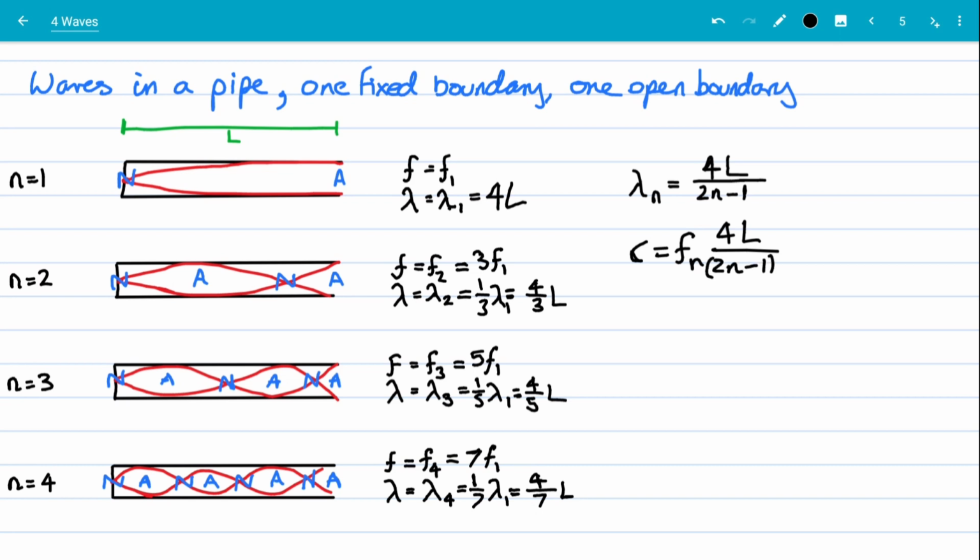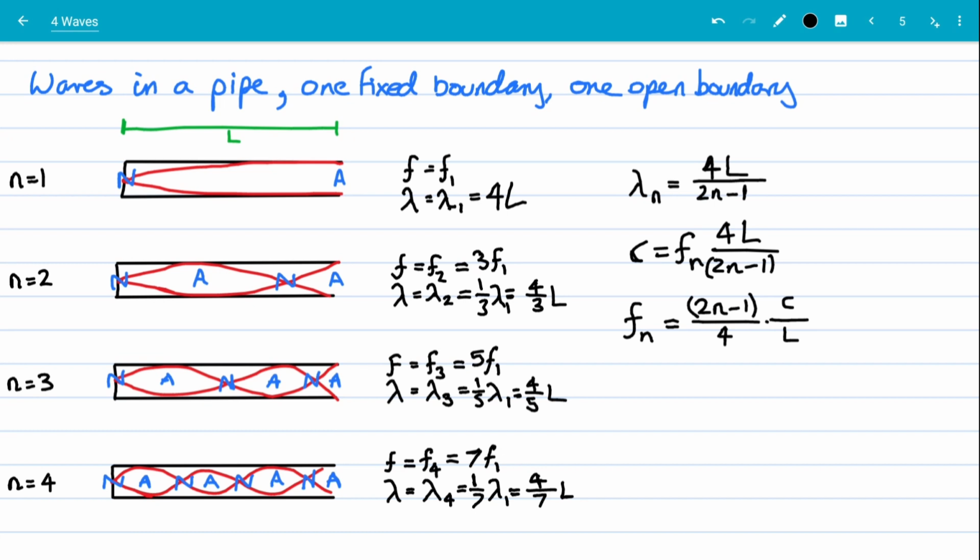And so if we wanted to calculate what the frequency was for the nth harmonic, it is just going to be (2n minus 1) over 4, I'll write it with the brackets even though it's not necessary, times c divided by L. That's what it would be. And I think that's really all we need to say now.